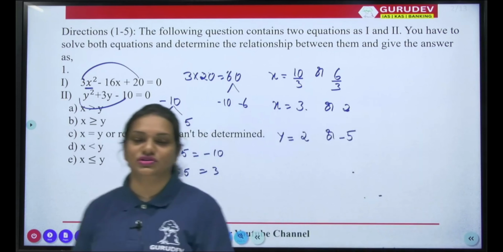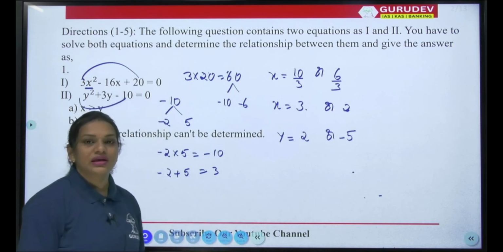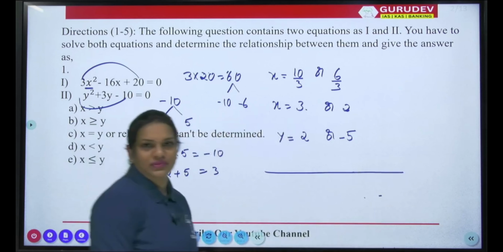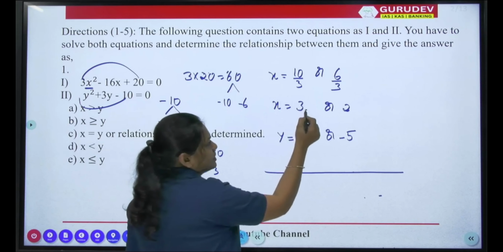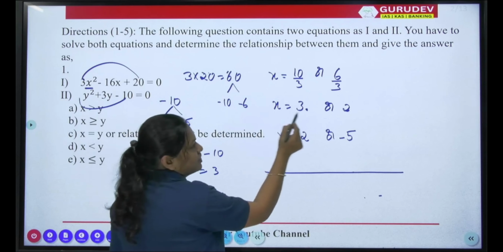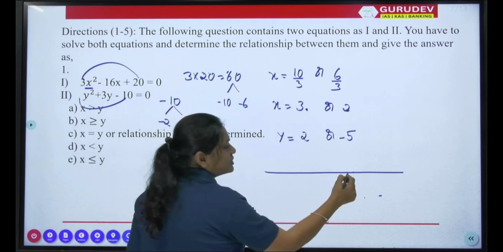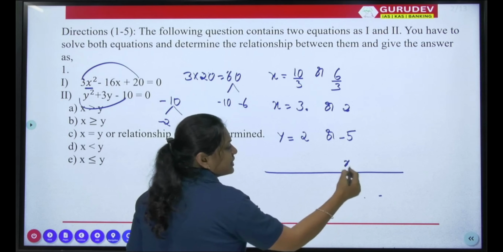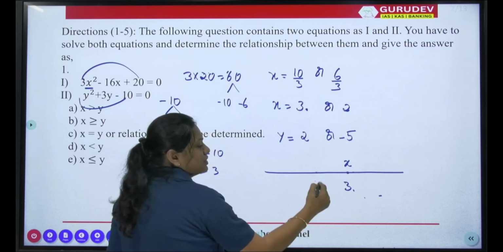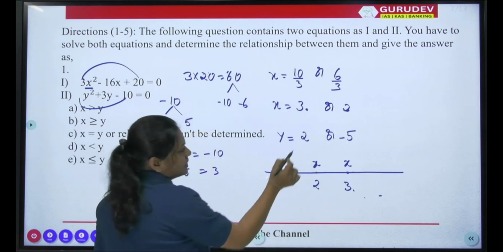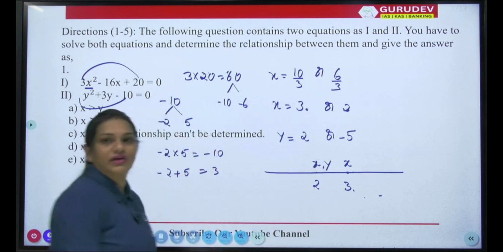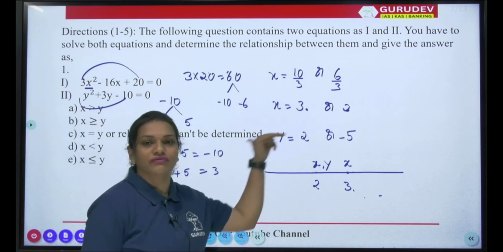Once we have the roots of x and y, we need to compare them. In the previous class we discussed how to compare the roots: draw a number line and start pointing these numbers. The first x value is 3 point something, so somewhere here is the x value. Next, we had 2, which comes before 3 point something. So x has the root 2, and y also has the root 2.